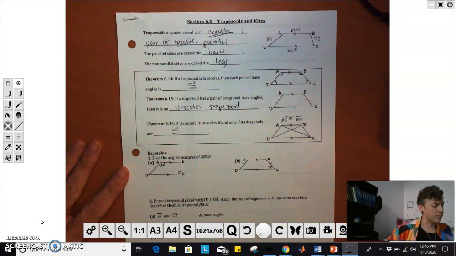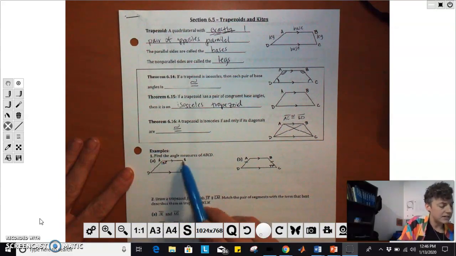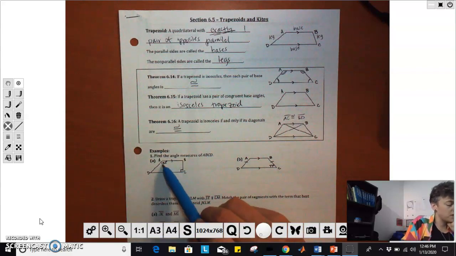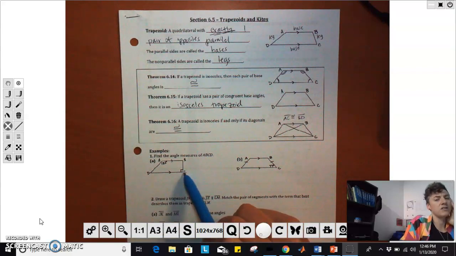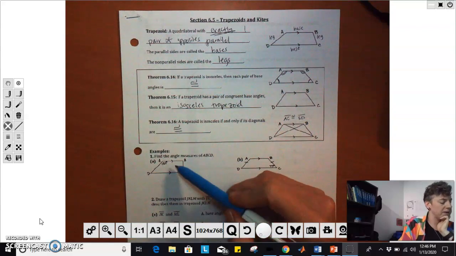All right, let's do some examples. We're going to find all the angle measures in A, B, C, D in both of these. They give us 2 angles, 132, and what's that square in the corner mean? 90 degrees. So we're going to use our parallel lines here.